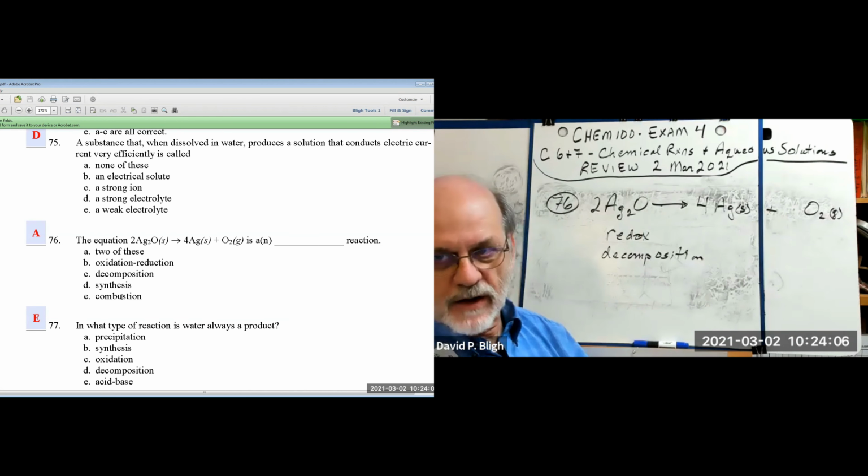Decomposition, that's also oxidation reduction, because you're going from compound to element. And in order to do that, you have to change the oxidation state, transfer of electrons. So there are 4 of them. B, there are 4 of them that are true. How many of these are oxidation reduction reactions? There are 4.